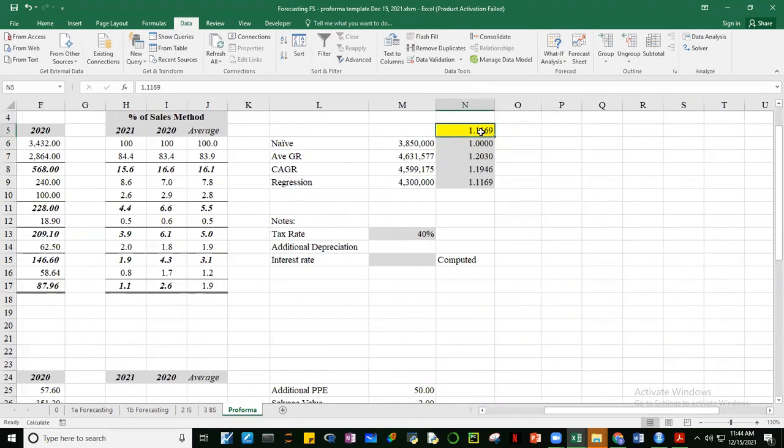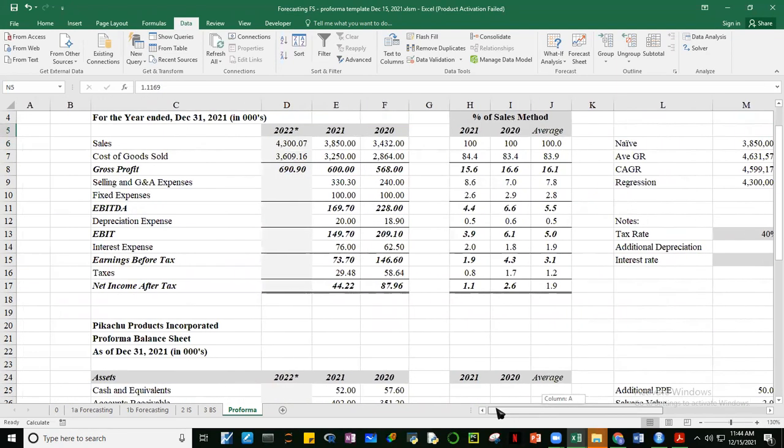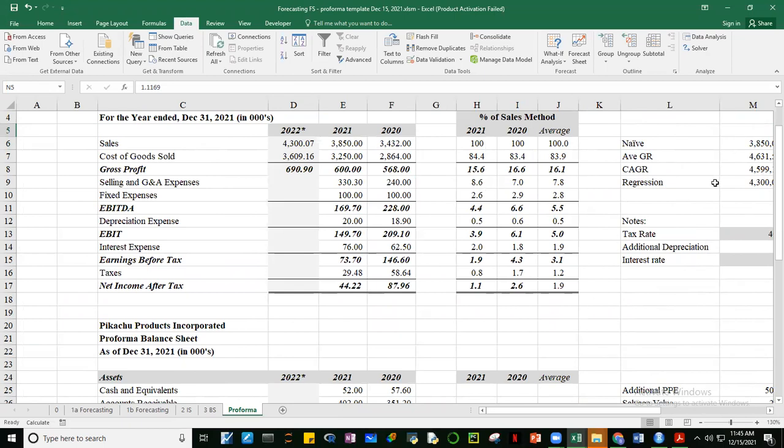So ginawa ko kasi itong 1.1169 para makuha natin yung regression results ng sales natin. I think I know the problem, sir. It's just that I made mine in percentage, yung average. Okay, okay. Okay lang naman yun. Ginawa ko lang kasi ito times 100, para percent kagad na nakikita natin. Pwede ko rin tanggalin dito yung times 100, magiging decimal lang siya. No problem. Mas madali kasi makita pag naka-times 100, pero pagdating natin dito, dapat divide by 100.